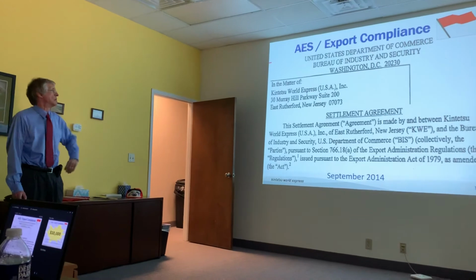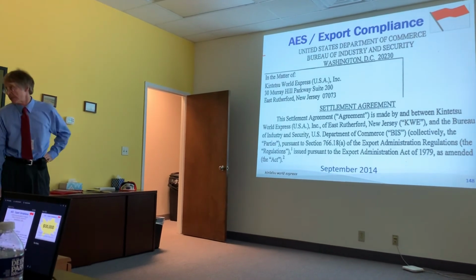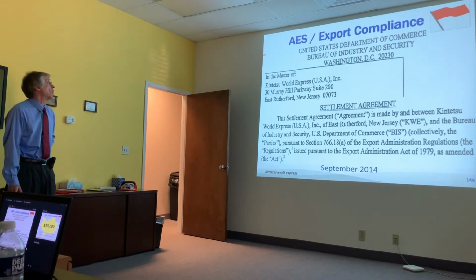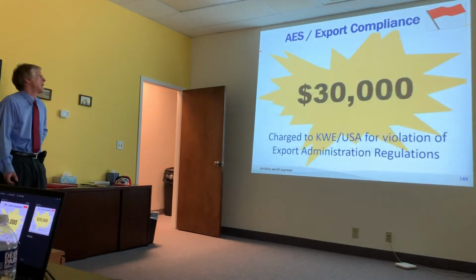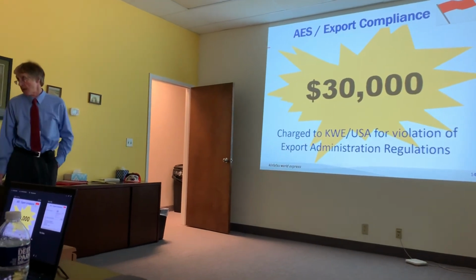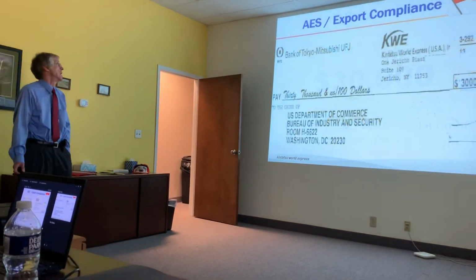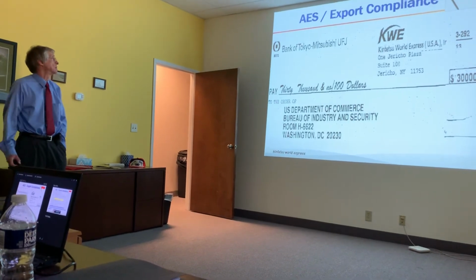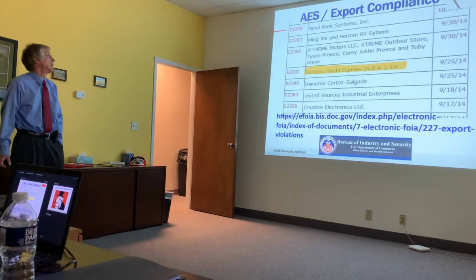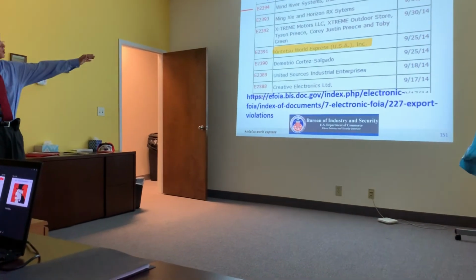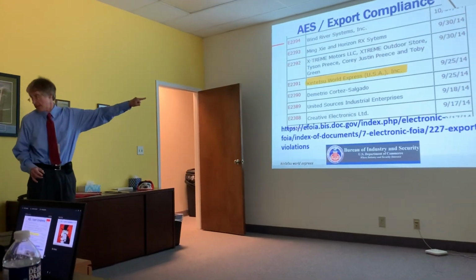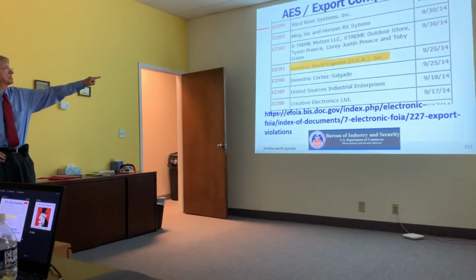So what happened was we negotiated a settlement with the BIS for our wrongdoing, and we ended up having to pay $30,000 to the government for that mistake. And that was the check that we issued. And if you go onto the BIS website at this location, you'll see a link to this incident posted there.